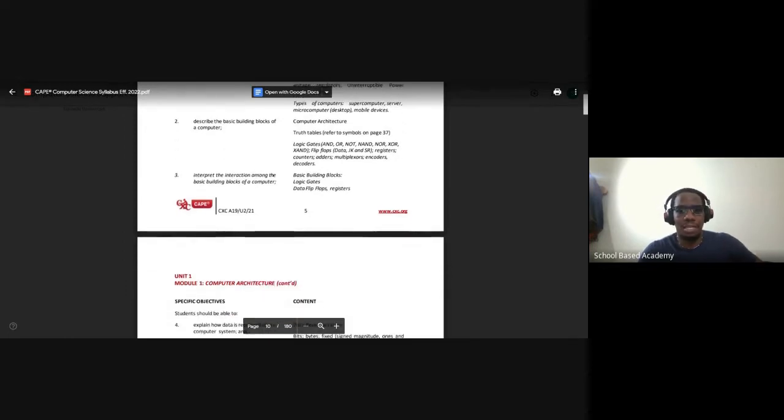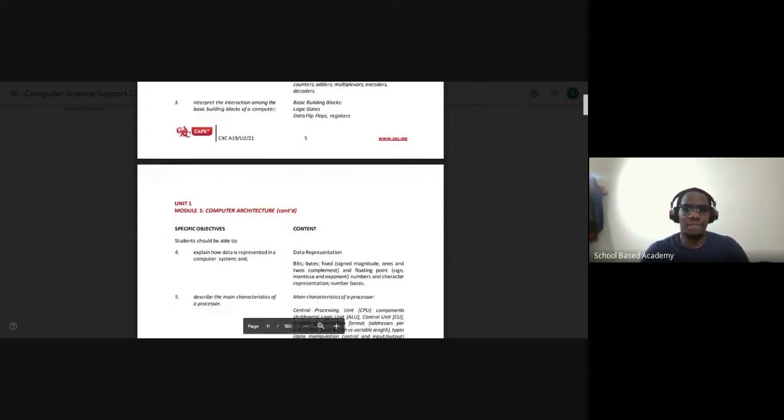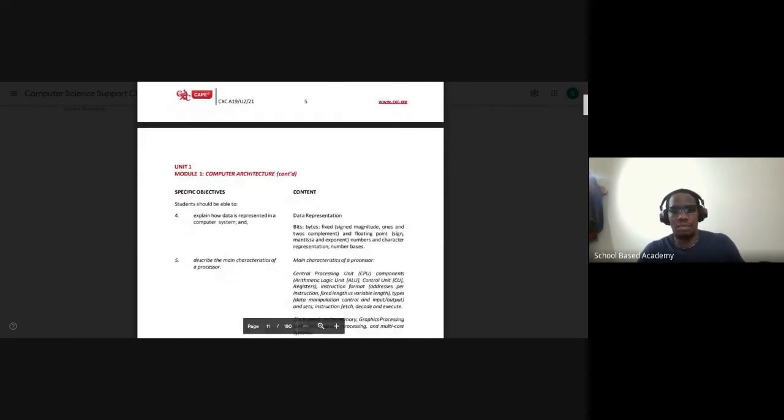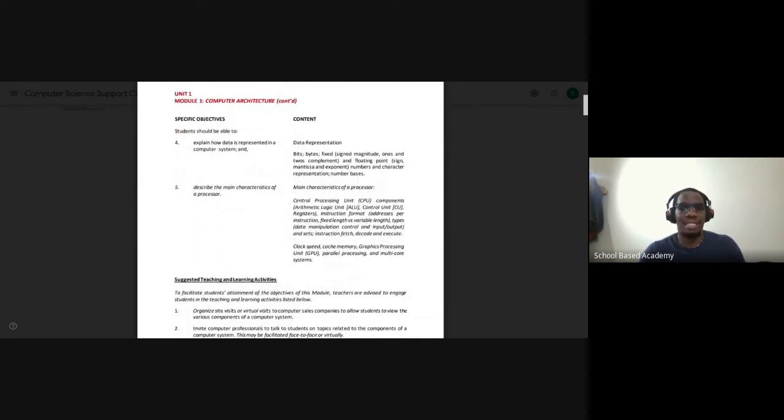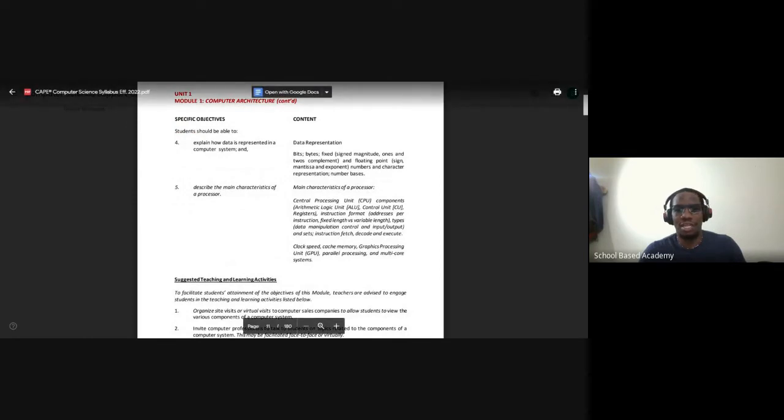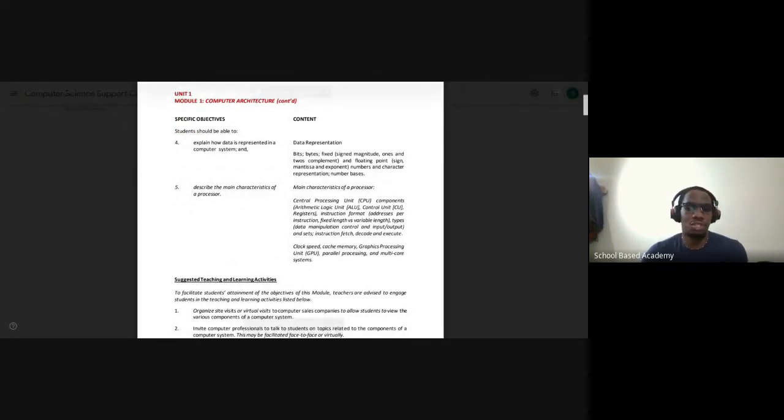We have the basic building blocks, the logic gates, the data flip-flops. Again, we're not covering these. We're looking at binary representation. I think that this is important. I might do a little bit of this. I could probably do it today if we have the time.